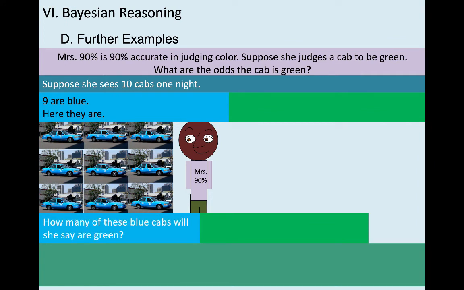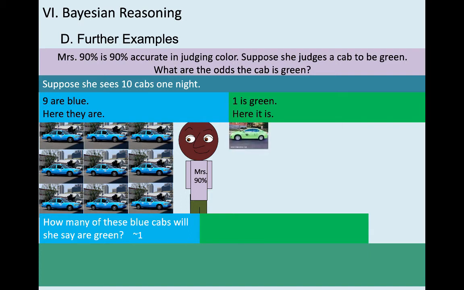And here's a simple question. For how many of these blue cabs is she going to say it's actually green? Well, she gets 90% right, so probably she'll get 1 wrong. And let's just say she gets 1 wrong. Well, one of those 10 cabs is green because 90% of the cabs are blue and 10% are green.